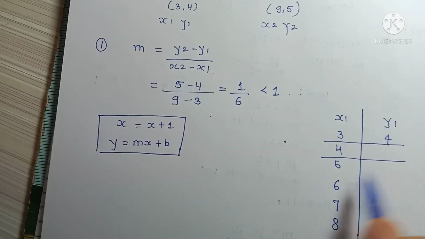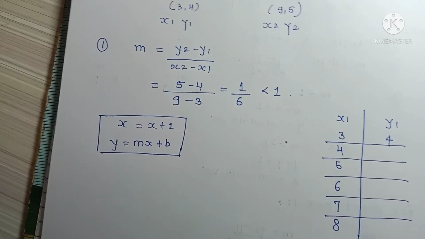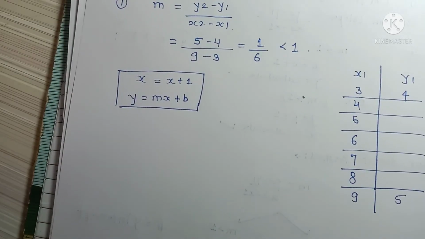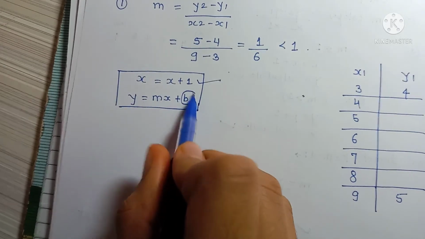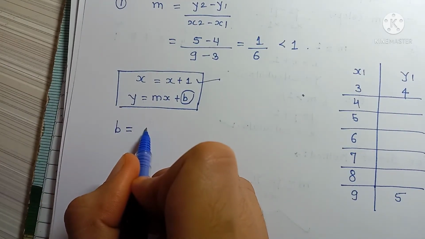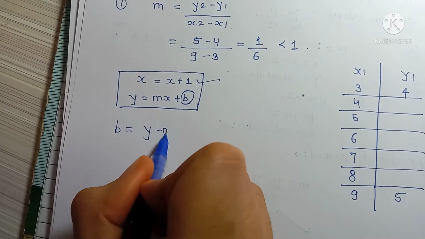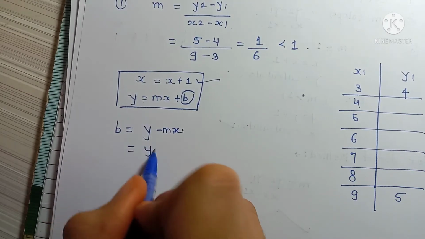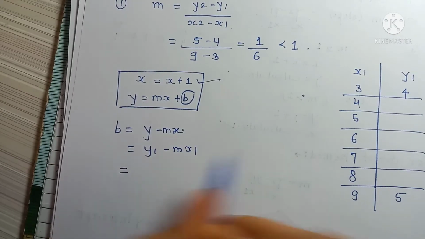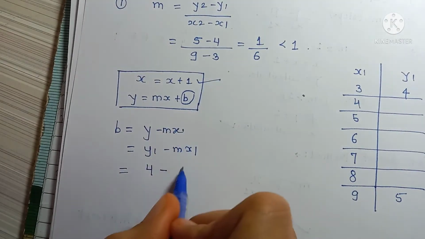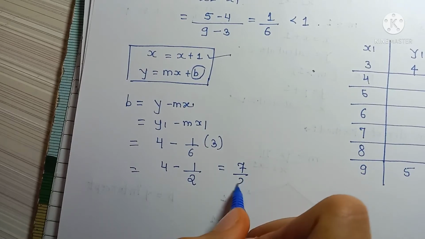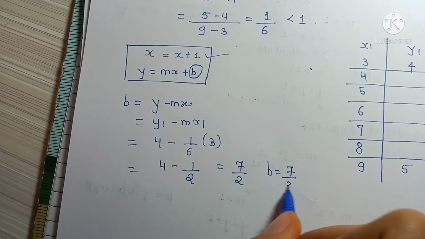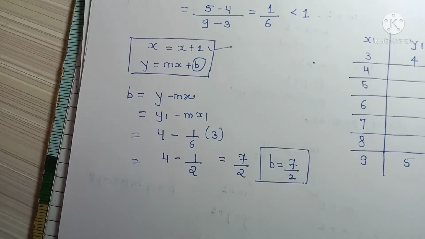Now for each value of x we will calculate the value of y. Y is mx plus b. Now we should know what is the value of b. So b is y1 minus m x1. What is y1? 4. What is m? 1 upon 6. And what is x1? 3. It is 4 minus 1 upon 2, which is equal to 7 upon 2. So b, the y-intercept, is 7 upon 2.